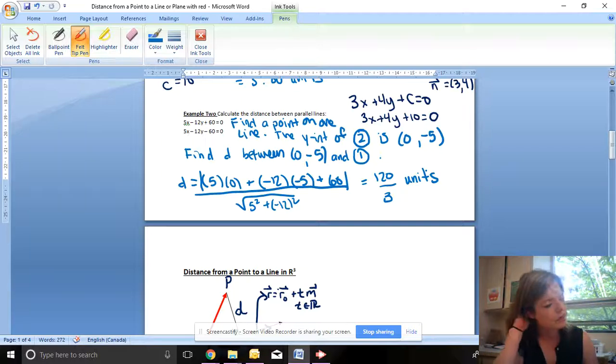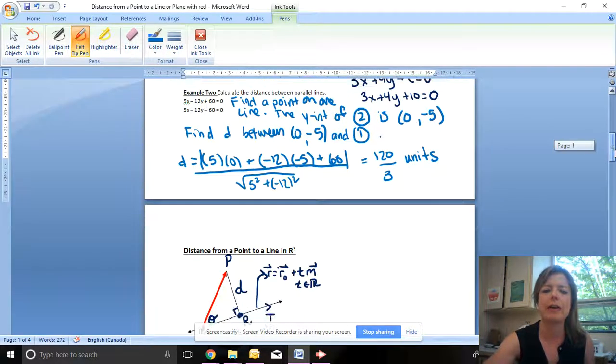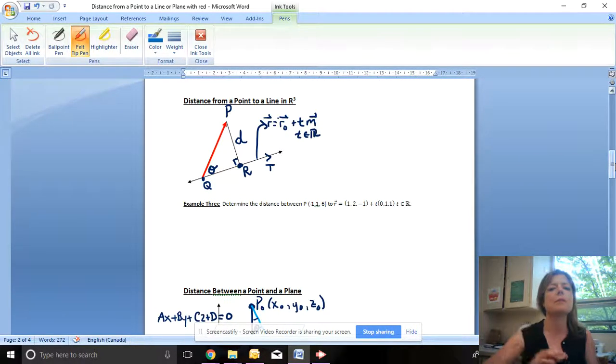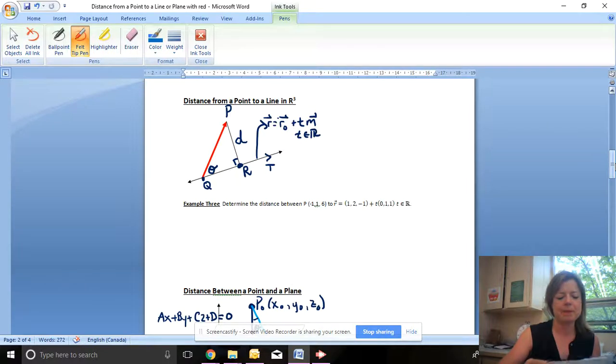Okay, so both of those examples are in R2. We also need to look at R3, which is quite a bit different. So the distance from a point to a line in R3. Let's create this little diagram here. We have our line, and here's its vector equation. We have a given point P, and PR is the distance from the point to the line.